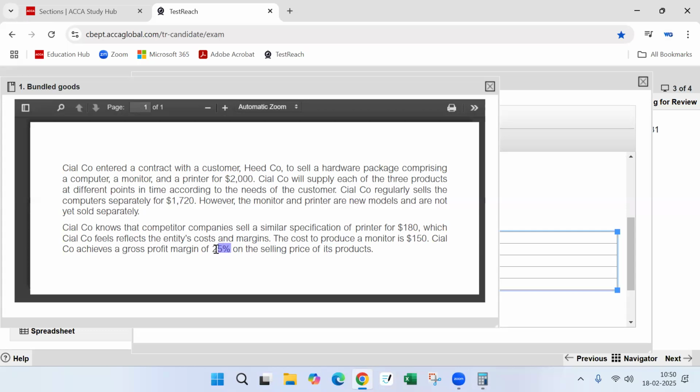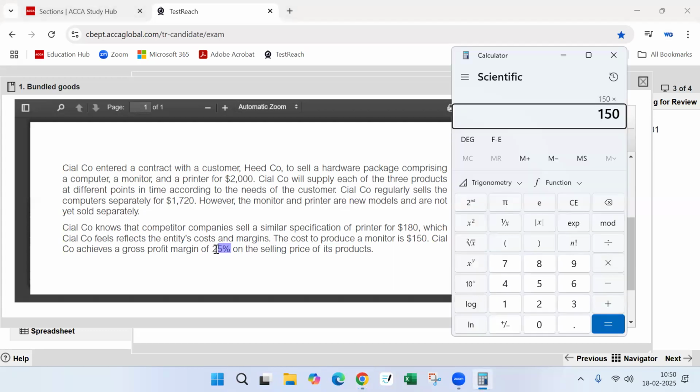25, correct? So how will you calculate the selling price? 150 into 25 divided by 125. Okay. 150 into 25 divided by 125. Is this coming correctly?